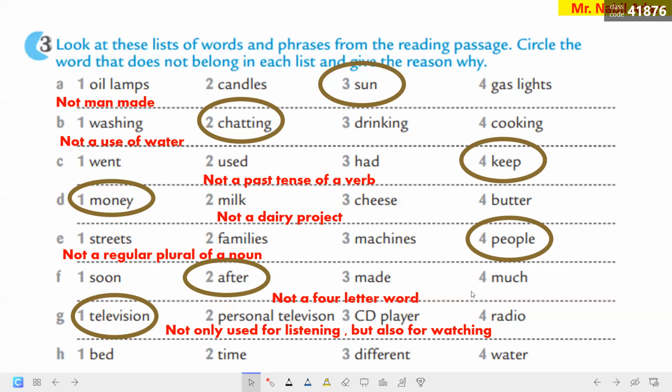Big, time, different, water. Which one is different? Different is different. Why? Because the others are all nouns and different is an adjective.